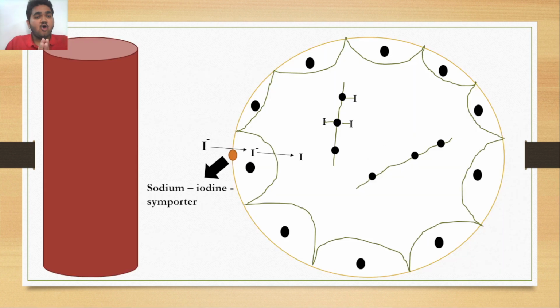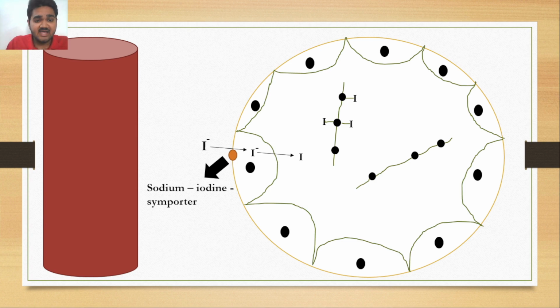As you can see on your screen, the red colored image on the left-hand side is our circulatory system. And we know that the iodide present in the circulatory system, we need to transport that particular iodide ion into our follicular cells so that we can synthesize our thyroid hormone. But my question to you is, can this iodide directly enter into our follicular cells? The answer is no. Now the question is why.